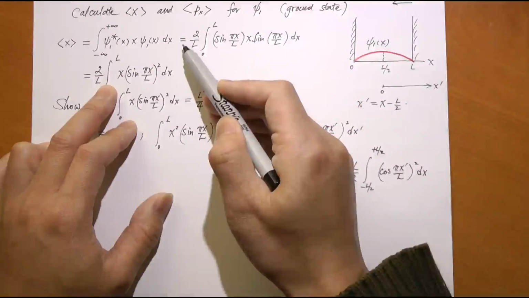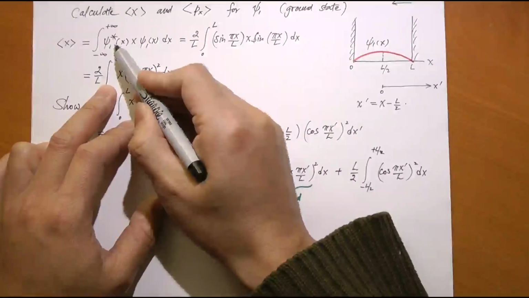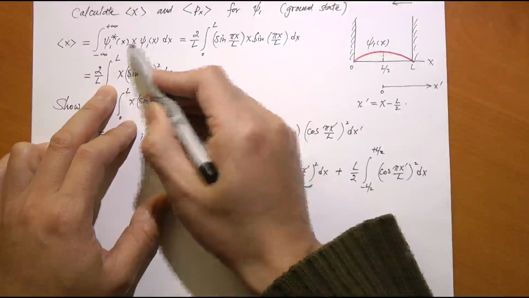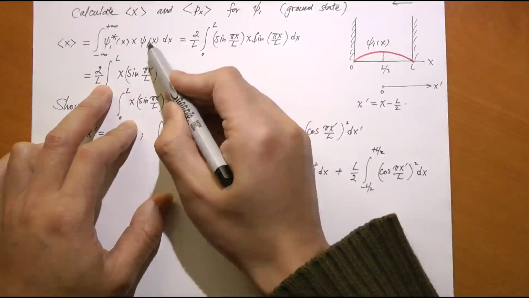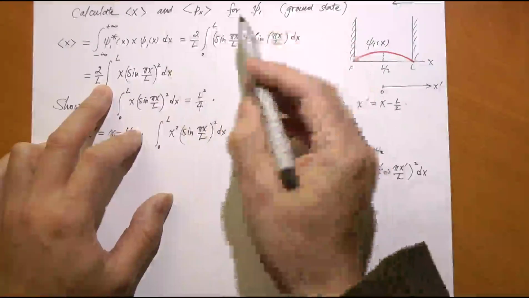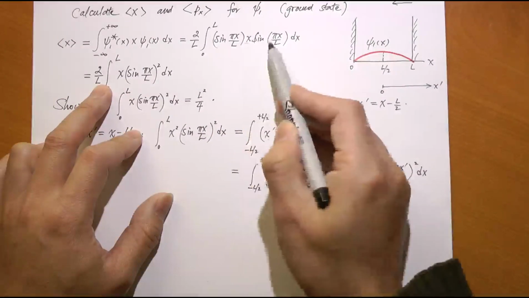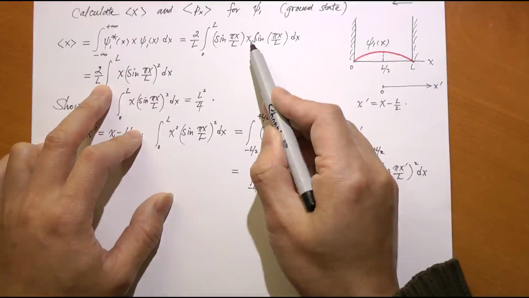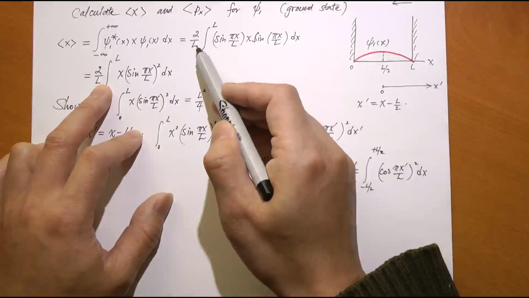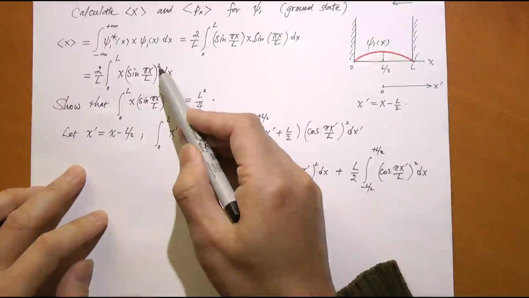Well, here's the calculation. With any mean value calculation, you always do this. You take psi star, and then you use this operator for that particular observable, and then you multiply by psi. Now this observable is just x itself, so it's not really an operator. So let's do this integral. Sine pi x over L, that's the ground state wave function. Sine pi x over L, and x is in the middle. And this 2 over L is just the product of the two normalization constants. Is this integral equal to L over 2, as we should expect? Well, let's see. This integral is just x times sine squared, right?